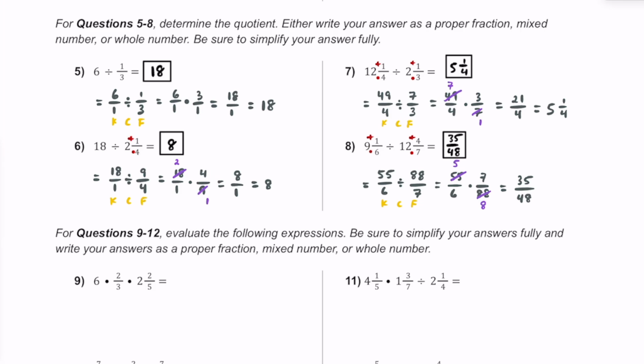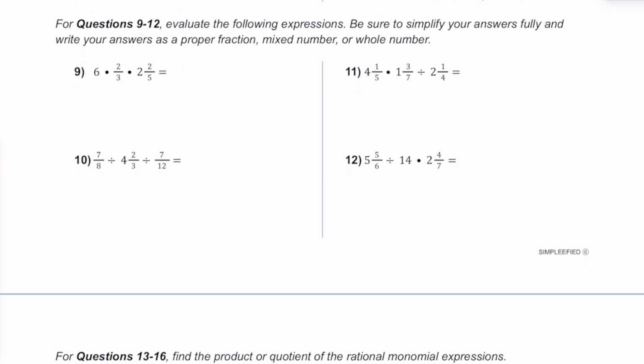All right, let's take a look at numbers 9 through 12. This time we have a couple operations in here. So let's just go ahead and see that because they're all multiplication and division, we're going to solve one operation at a time and go from left to right. Or you can see that if it's all multiplication, you can also cross cancel between any of the fractions if you would like to. So for number 9, looks like we have a whole number here of 6.